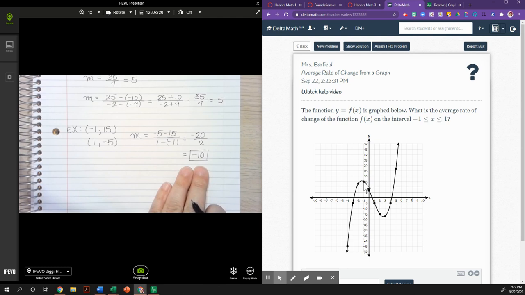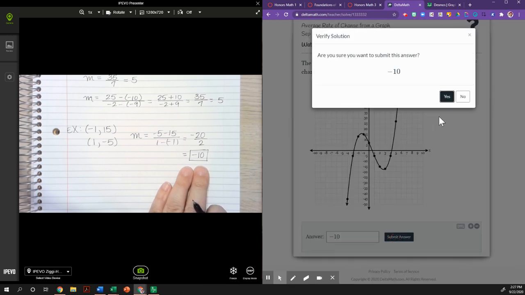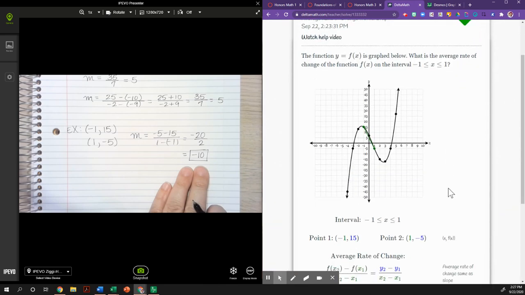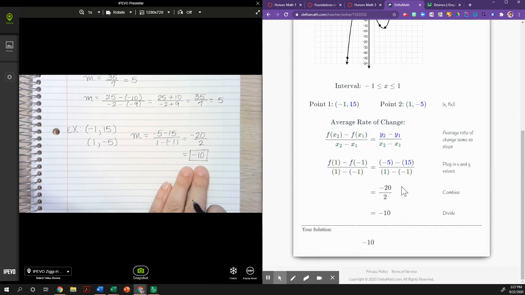And I would not have gotten that if I had just said, hey, well, here's this point, here's this point. I'm just going to count 1, 2, 3, 4, and then I'm going to count over 2. Okay, that's not going to give it. You got to take the points and you got to calculate the slope. So let's go down here. I'm going to type in -10, submit, yes. Okay, and you can see how he did draw in a line to kind of show you, okay, but then the same thing, okay, calculated the slope by taking the individual points, okay?